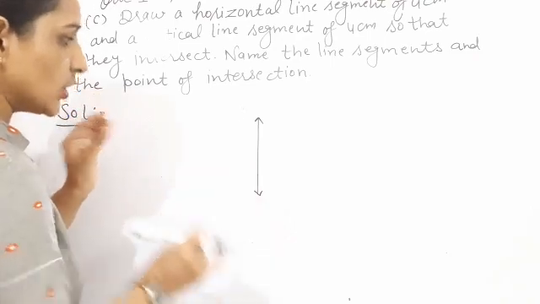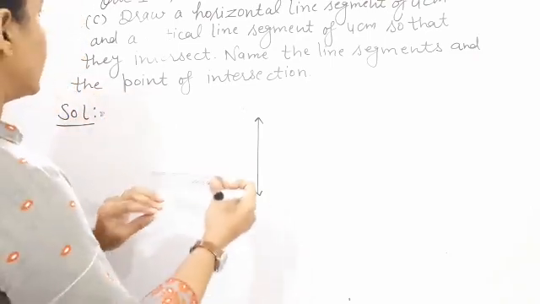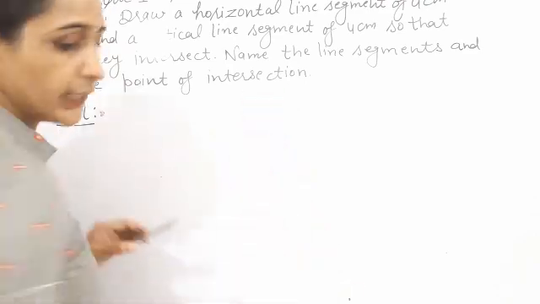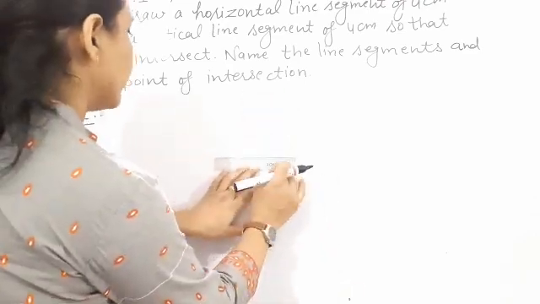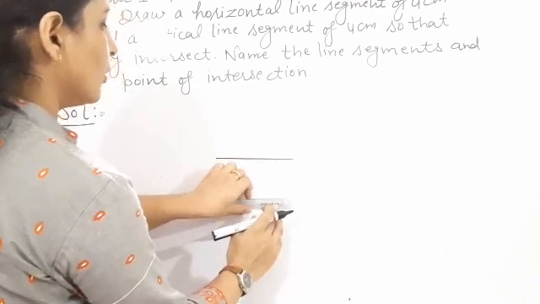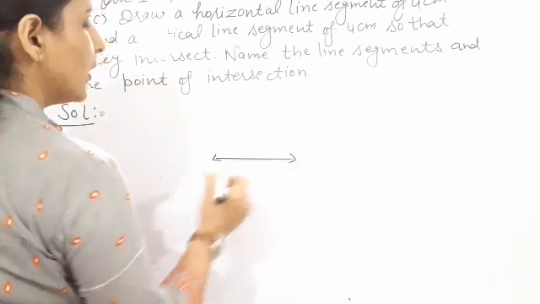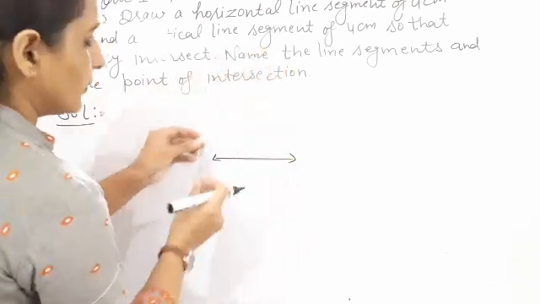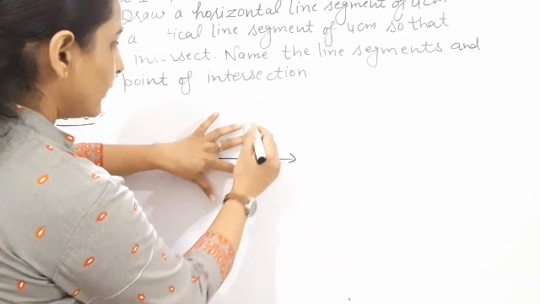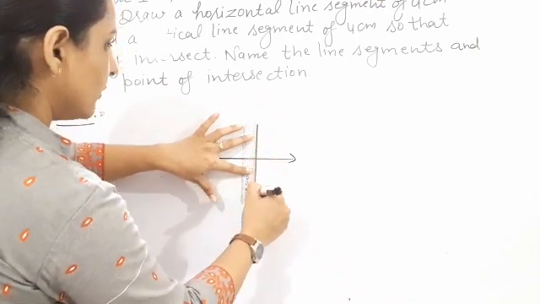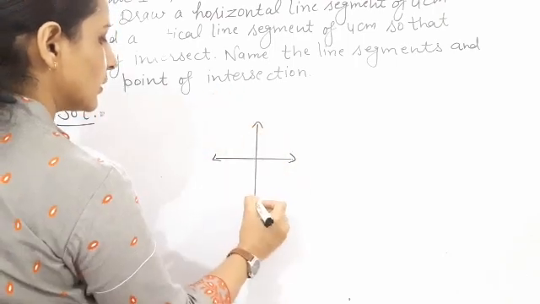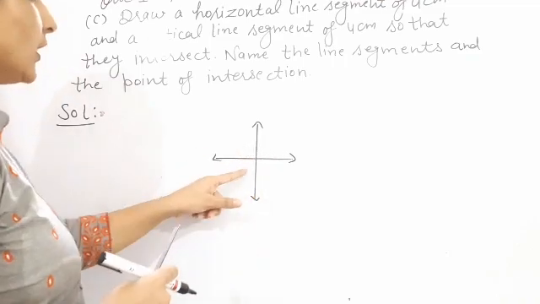So this is the horizontal. Now we draw the vertical here. This is the horizontal. This is the vertical. First we draw the horizontal here. That is horizontal. Clear? Now draw the vertical. That is here. We draw the vertical. They intersect each other. They are intersecting each other. It means they are crossing each other.